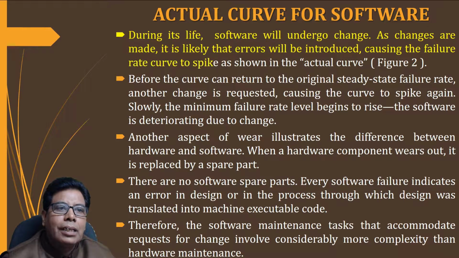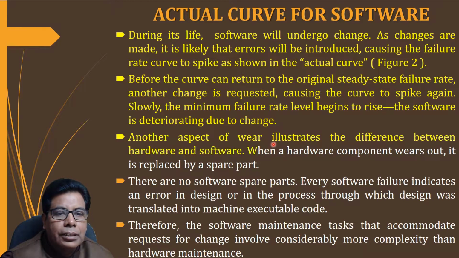During its life cycle, software will undergo change. Now, as the changes are made, it is likely that errors will be introduced, causing the failure rate curve to spike. As we have seen just now, the spikes in the actual curve. Before the curve can return to the original failure rate, another change is requested, causing the curve to spike again. Slowly, the minimum failure rate levels begin to rise, and the software is deteriorating due to the changes. This is what we have seen in the figure.